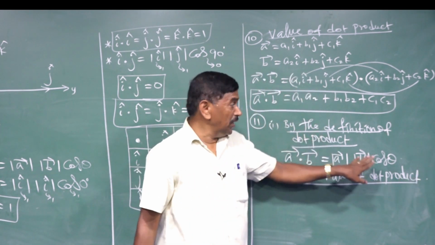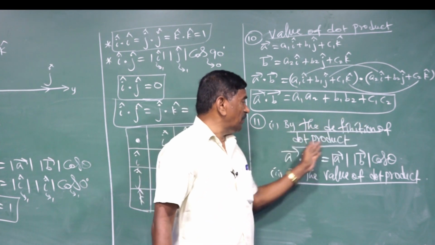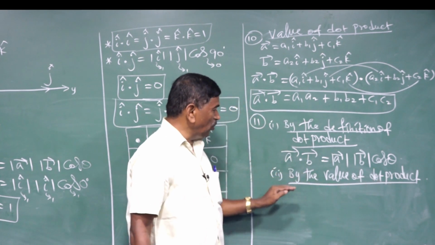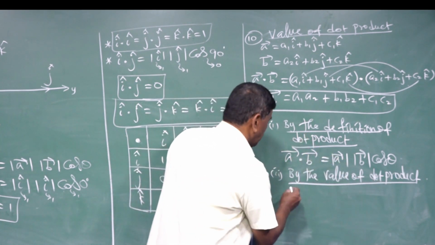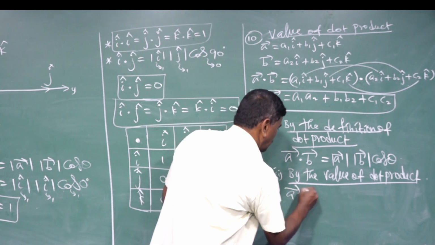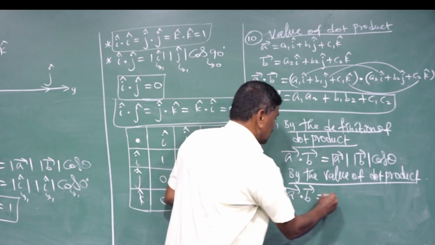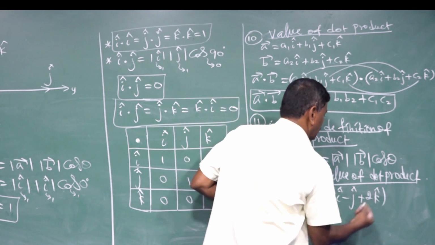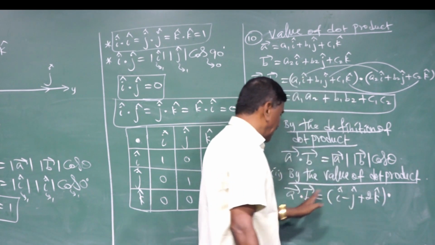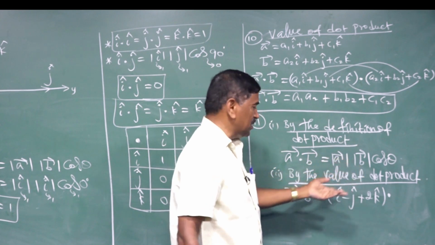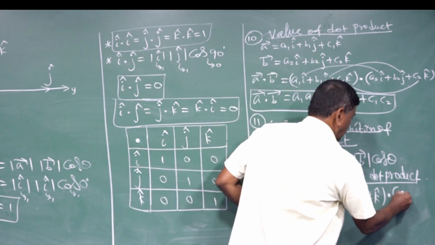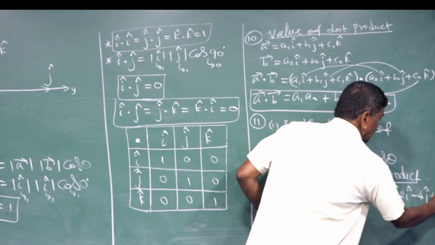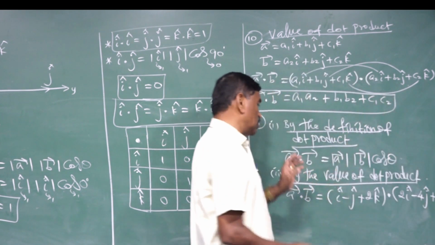Dot product can be expressed in two ways. First one, by the definition of dot product, A vector dot B vector equals modulus A vector into modulus B vector into cos theta. Second one is by the value of dot product. Say for example, A vector dot B vector is equal to, suppose A vector is equal to i cap minus j cap plus 2k cap, dot, suppose B vector is equal to 2i cap minus 4j cap plus 7k cap. So it is a situation.